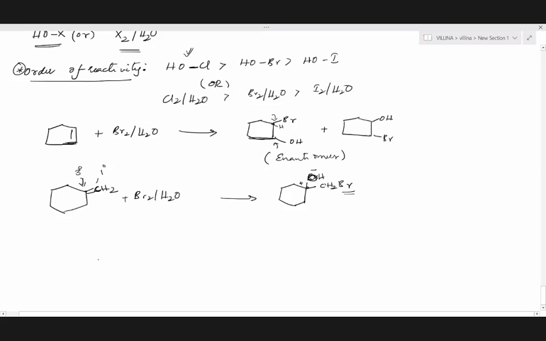H2 greater than Cl2 greater than Br2 greater than I2, hypohalous acids.